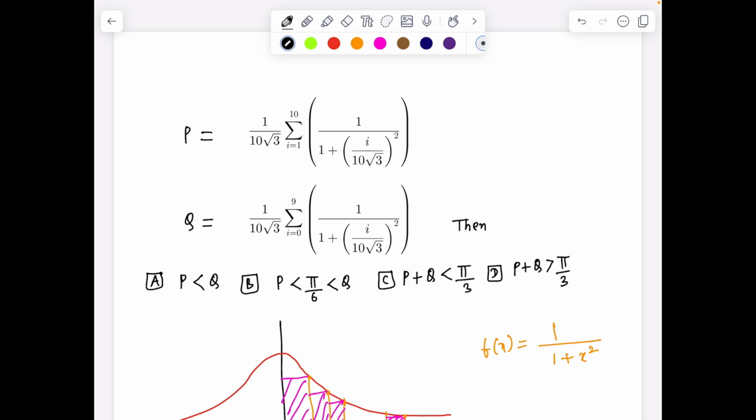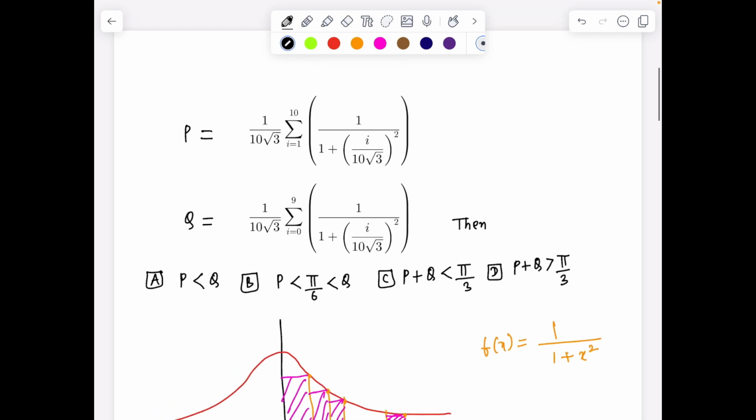If you see carefully, the only difference is in the limit of summation. In the second case, it goes from 0 to 9; in the first case, it is 1 to 10. And we have the following beautiful options. It's a multiple correct choice: P less than Q, P less than pi over 6, P plus Q less than pi by 3 or more than pi by 3. Out of these choices, we need to tick one or more of them.